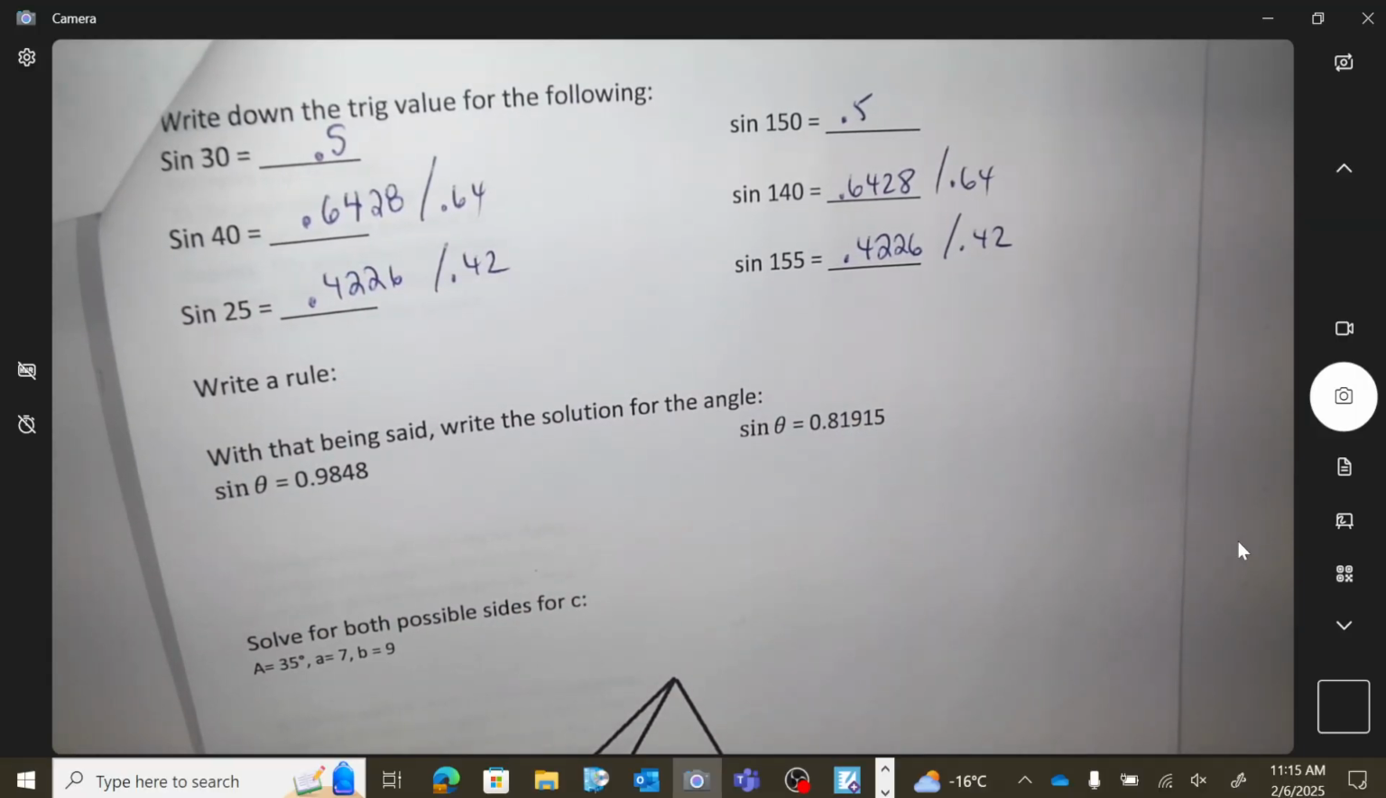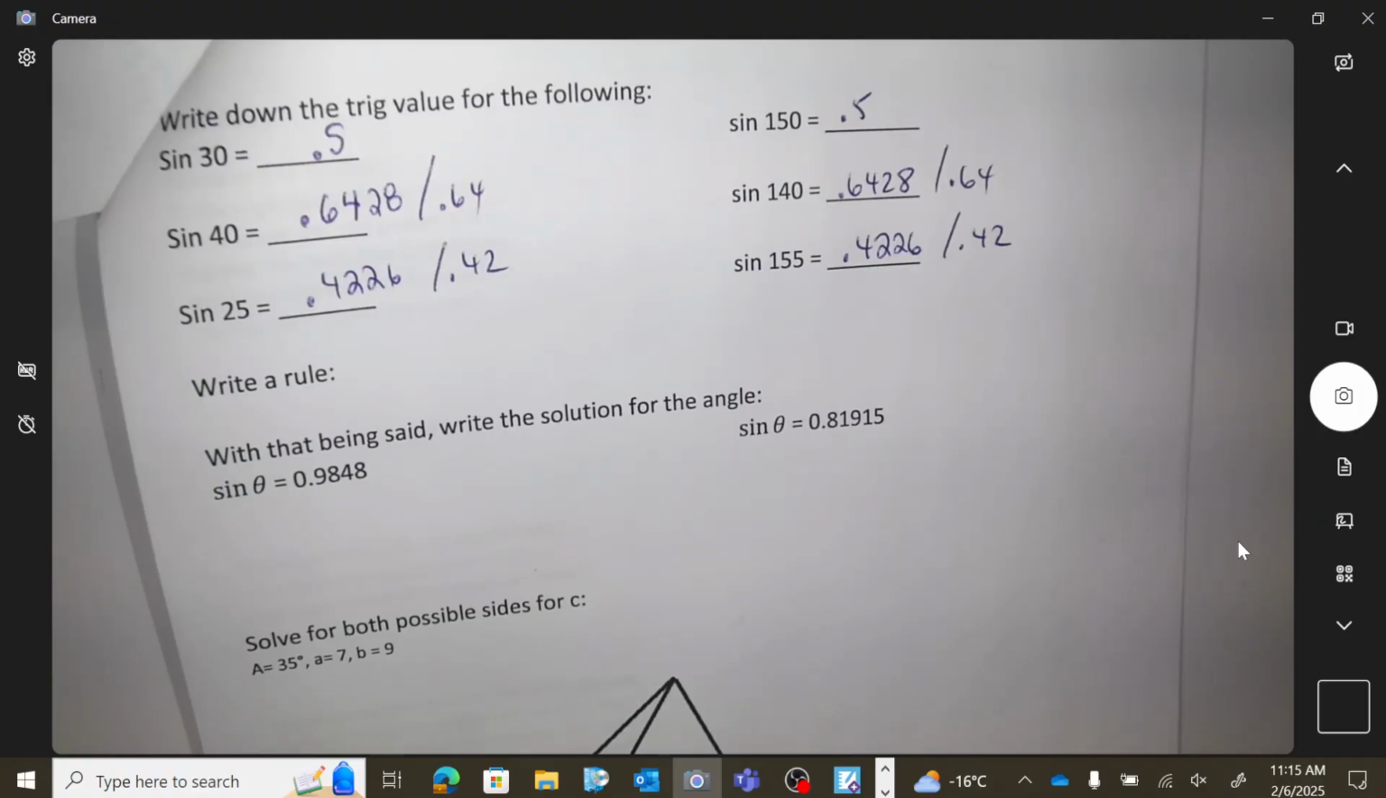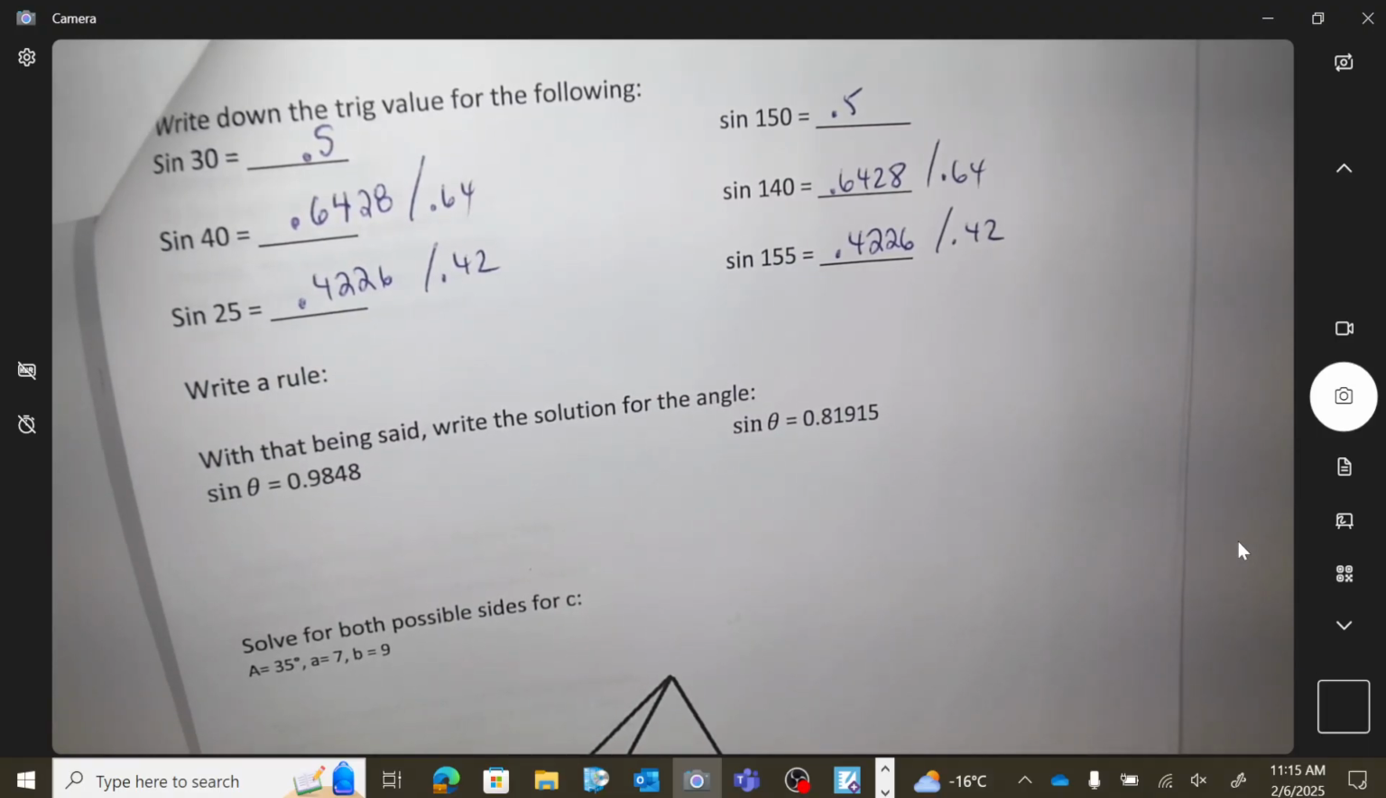Anybody discover what this relationship is all about? There's a pattern. Anybody see the pattern? I need you to really look at these angles. There was a 30 angle and then a 150. That made the same thing. 40, 140. They equal 180. Okay, so here's my rule.